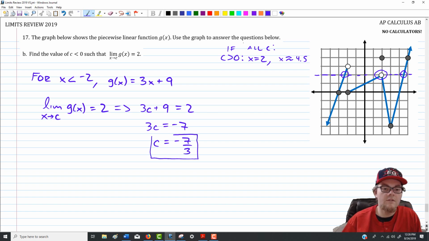So again, in my written solutions, I did all values of c based on what we had. In this case, though, we were only interested in values that were negative, so we got just one, negative 7/3. And keep in mind, negative 7/3 is negative 2 1/3, and does that not look pretty reasonable for there? Yeah, it does. So I think we did everything correctly, and we're in great shape right there.